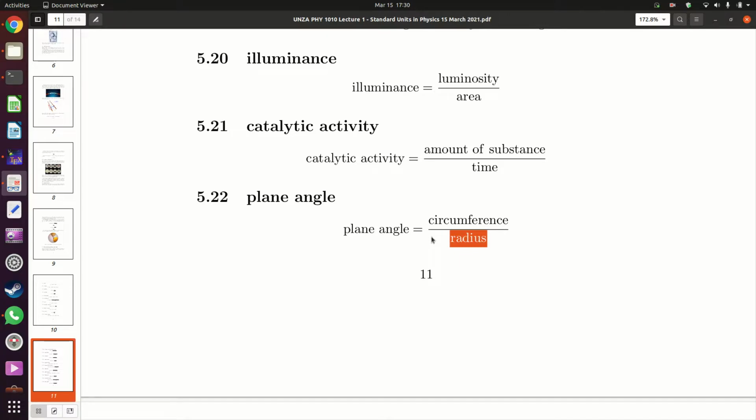The circumference is a length. This circumference is a type of length, the length on the surface of a circle. Then the radius is the distance from the center of the circle to the outside surface of the circle. So circumference and radius are two different types of length. So we are dividing two types of length to get the plane angle.